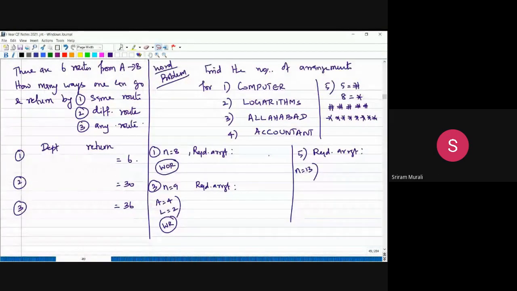இங்க பாரு, 6 ரூட்ஸ் இருக்கு. A to B ல. A ஒரு ஸ்டேஷன், B ஒரு ஸ்டேஷன். அதுல மொத்தம் 6 ரூட் போறது. How many ways can one go and return? First condition same route. Second condition different routes. Third condition any route.